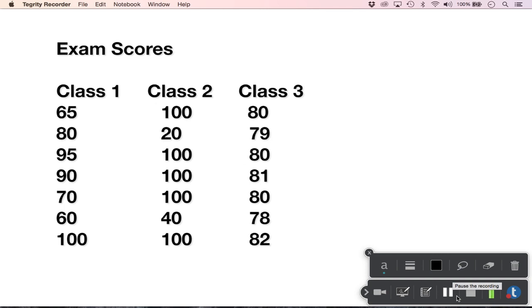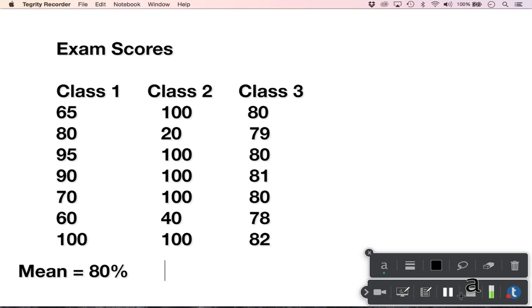Here we have some sample data. We'll pretend that these are exam scores, and we have them from 3 different classes. If we take a look at class number 1, we can go ahead and add up all those scores and divide by the total number of people in the class to get the mean or the average. So if we do that, we add them all up, there's 7 people in the class, we end up with a class average of 80% in that case.